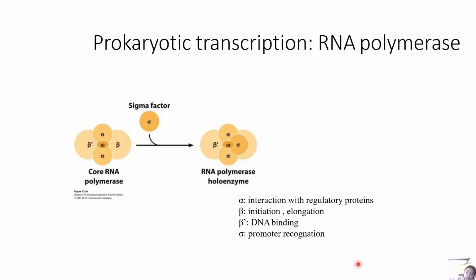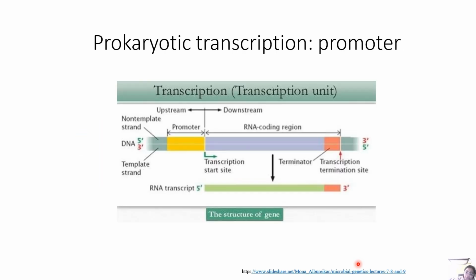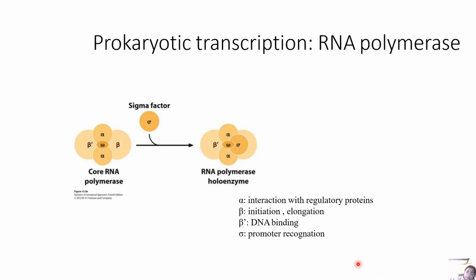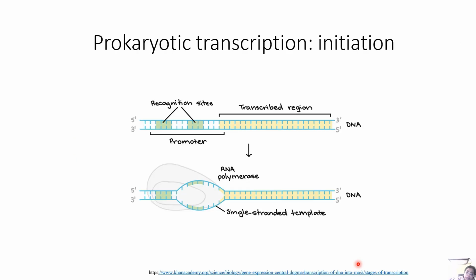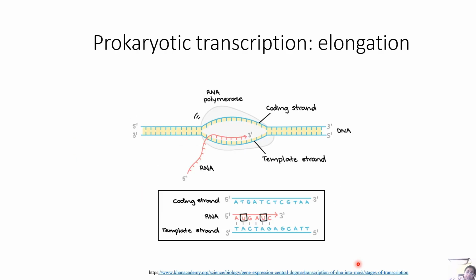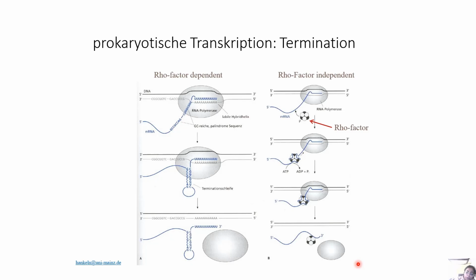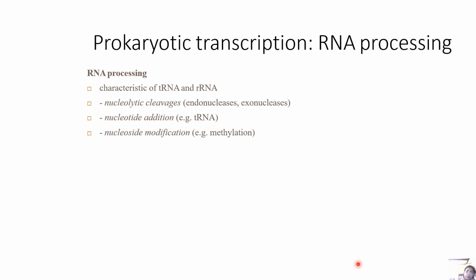Okay. Now we know about the prokaryotic transcription promoter, prokaryotic transcription RNA polymerase, and then initiation, elongation, and termination. We already talked about this. Rho factor dependent and rho factor independent: there are two processes of prokaryotic termination.